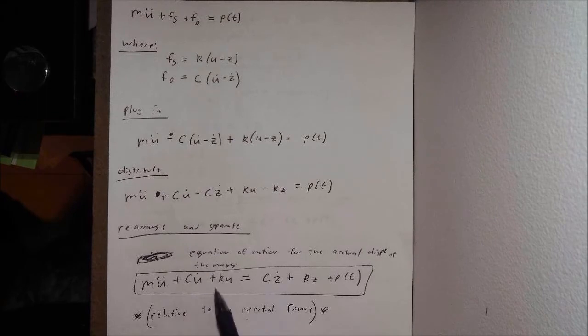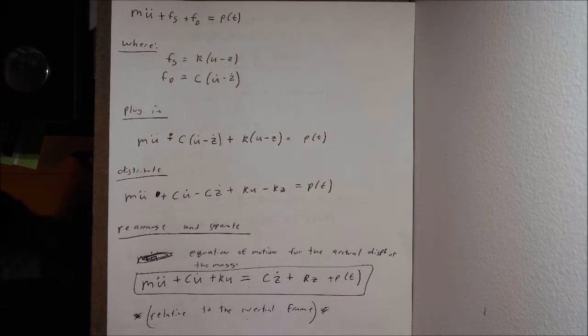We rearrange and separate. We have our u's on one side, our z's on the other side over here. We end up with m u double dot plus c u dot plus k u is equal to c z dot plus k z plus our external load p of t. So again, this is relative to the inertial frame.